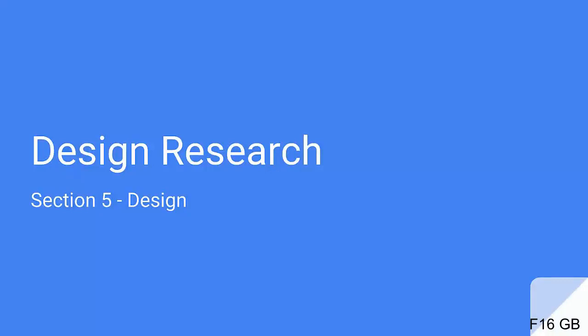Welcome to Section 5 Design, and this video is specifically on design research. We know the process so far, right? We need to get a design from our designer, but in order to get a design from our designer, we need to provide some direction, and the more direction, the better, to make the designer's job as easy as possible. So we need to go and do some research and figure out exactly what we want.